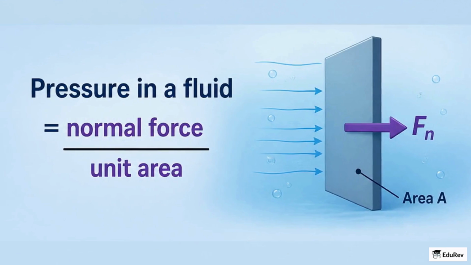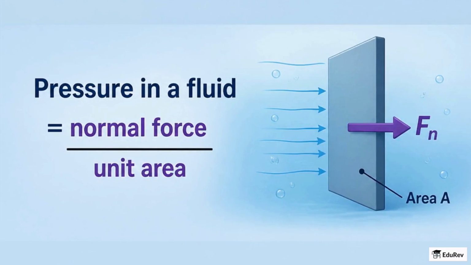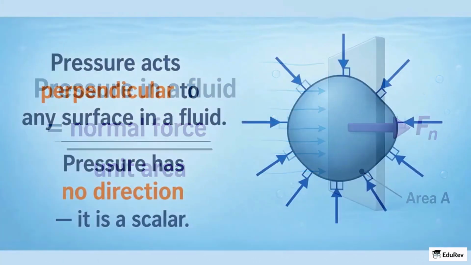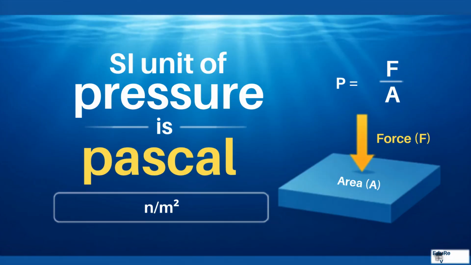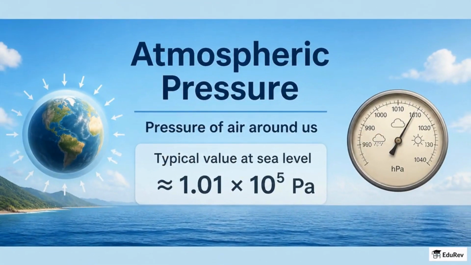Next, pressure in a fluid is the normal force per unit area that the fluid exerts on a surface. Pressure acts perpendicular to any surface in the fluid. So pressure does not have a direction and is a scalar. The SI unit of pressure is the Pascal, which means Newton per meter squared. Atmospheric pressure is the pressure of the air around us, and a typical value at sea level is about 1.013 times 10 to the 5 Pascal.